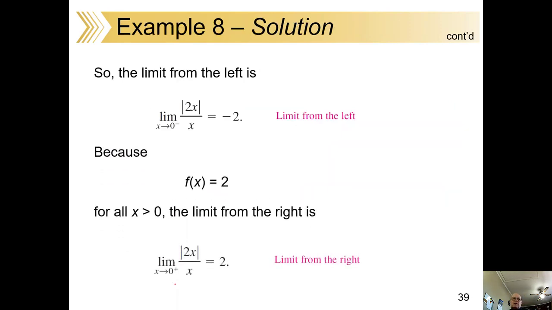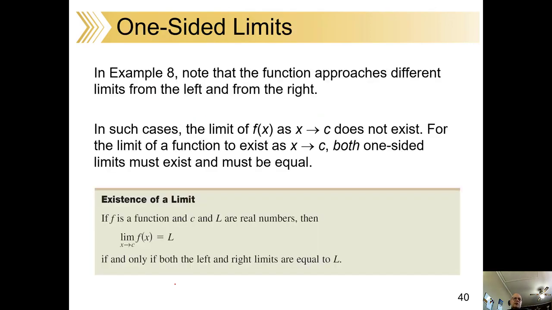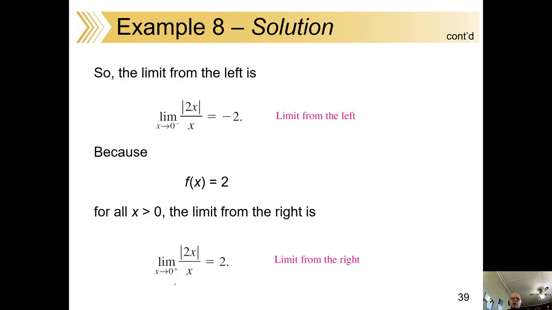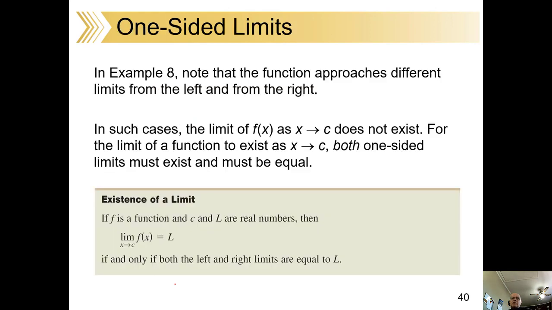So from the left, f of x equals 2, and from the right, you get a positive 2. Notice that those aren't the same. We've got two one-sided limits. They both exist, but they don't match.